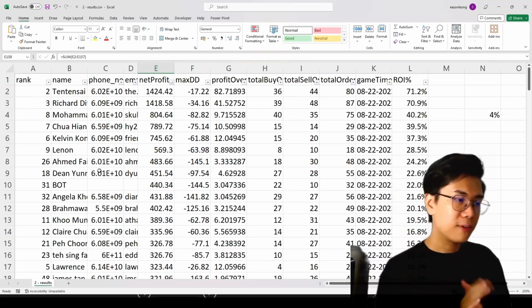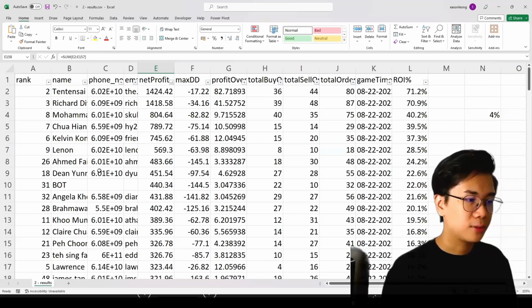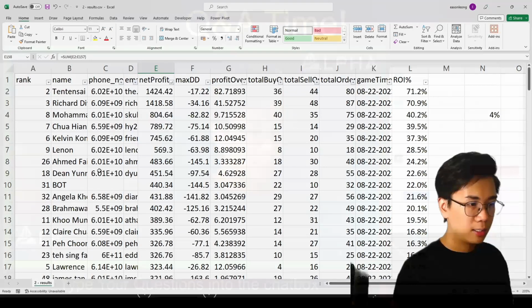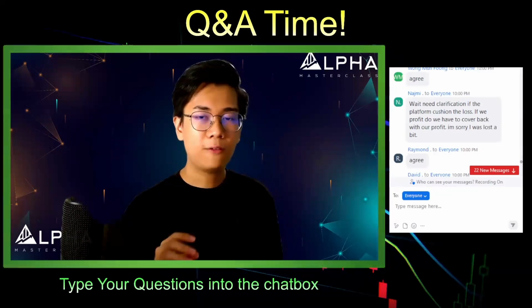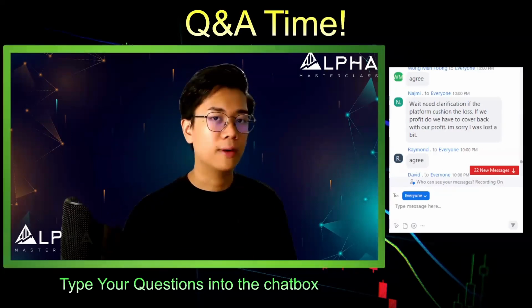Okay, wait, need to clarify a few things. Does the platform cushion the loss? If we profit, do we have to cover back with our profit? No. If you profit, you withdraw with a profit sharing. If you lose, you don't need to cover anything.